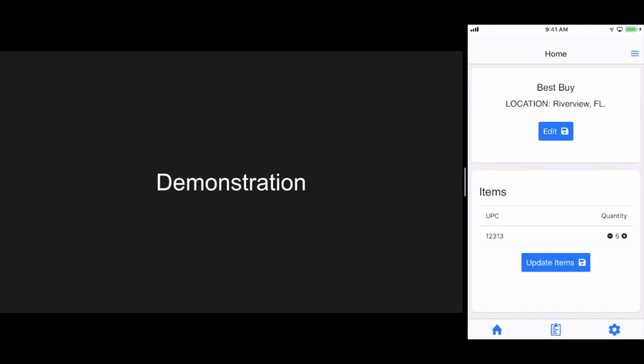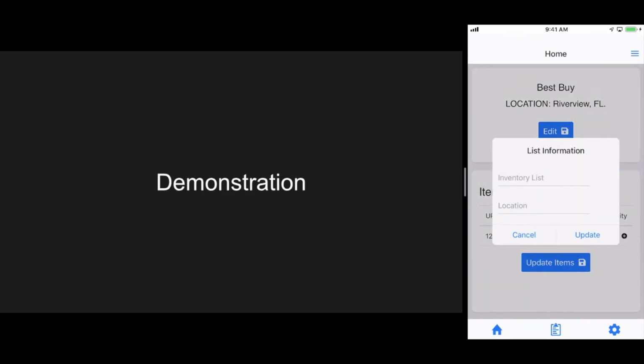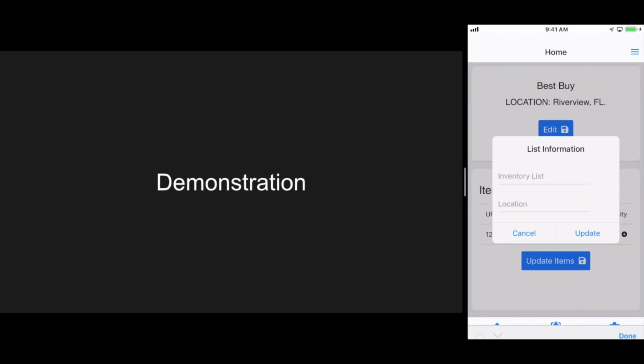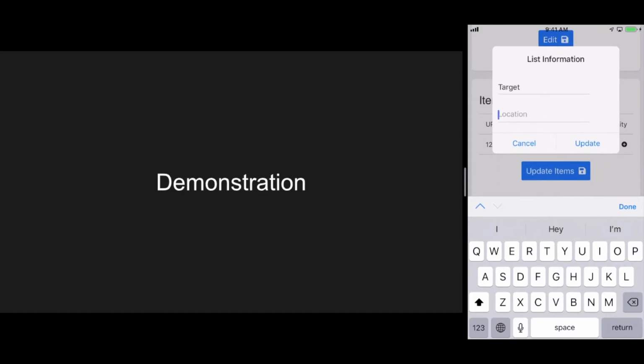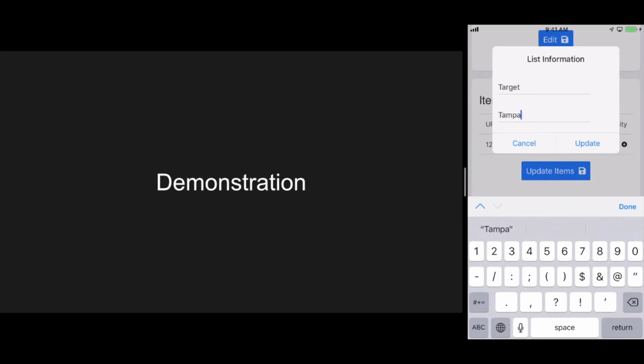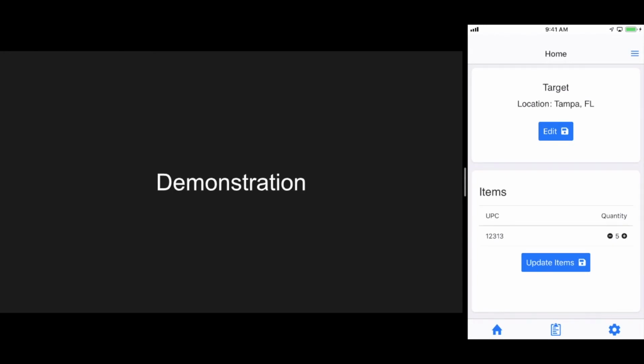We can look at Best Buy, for instance. Best Buy has these items. We can edit the name of the list, so we can call it something like Target in Tampa. Go ahead and update that and press update. We can change the quantity of the items. Maybe we want, I don't know, 7.